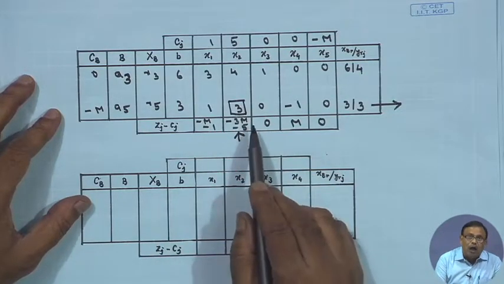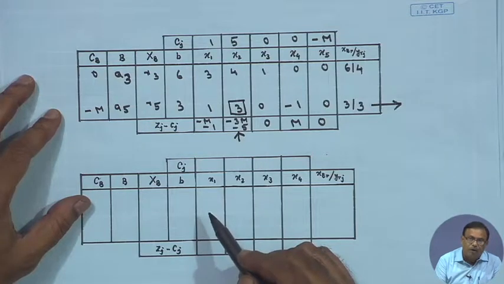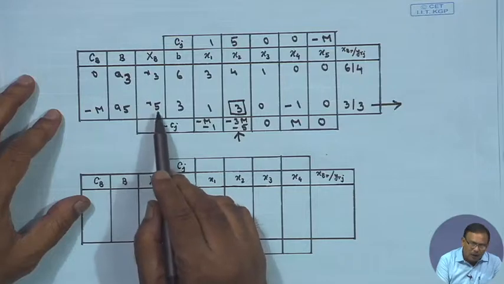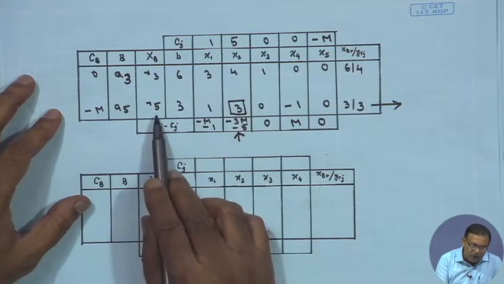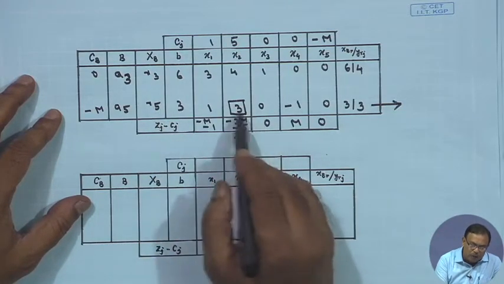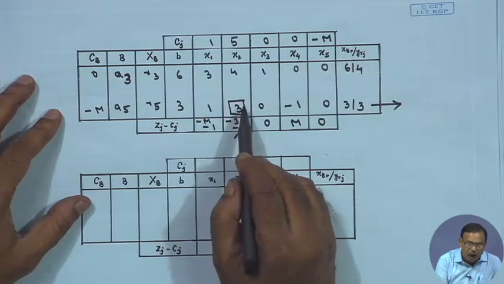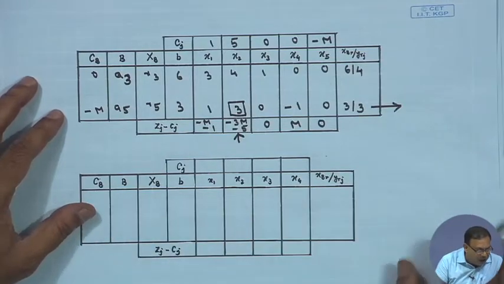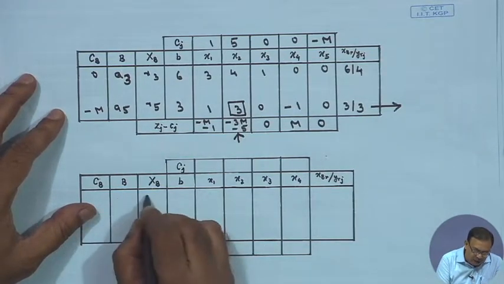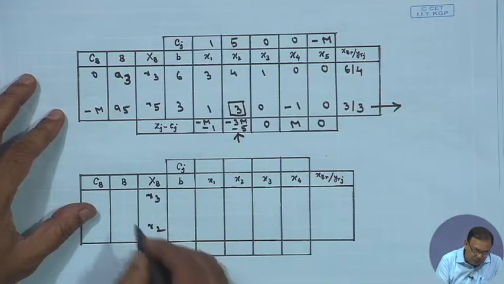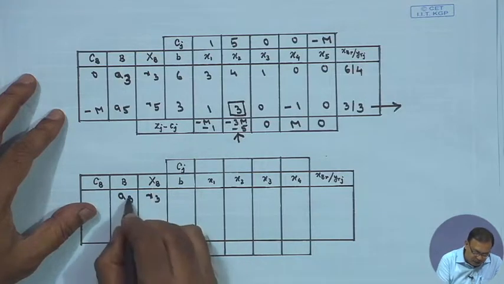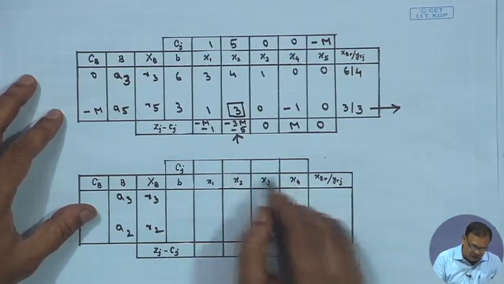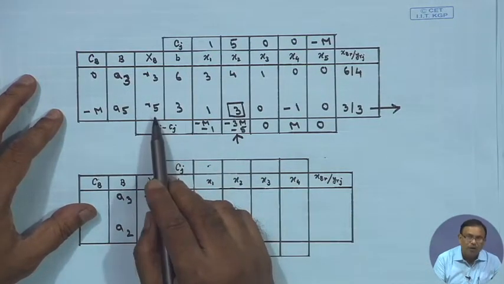Means in the next iteration in the simplex table, in the basis, your x 5 will go out and your x 2 variable will be coming here, and I have to make this pivot element as 1 and all other elements in this column as 0. So, here now it will be x 3 and x 2, so that this is a 3 and a 2 and your C j remains the same. Please note this thing here.